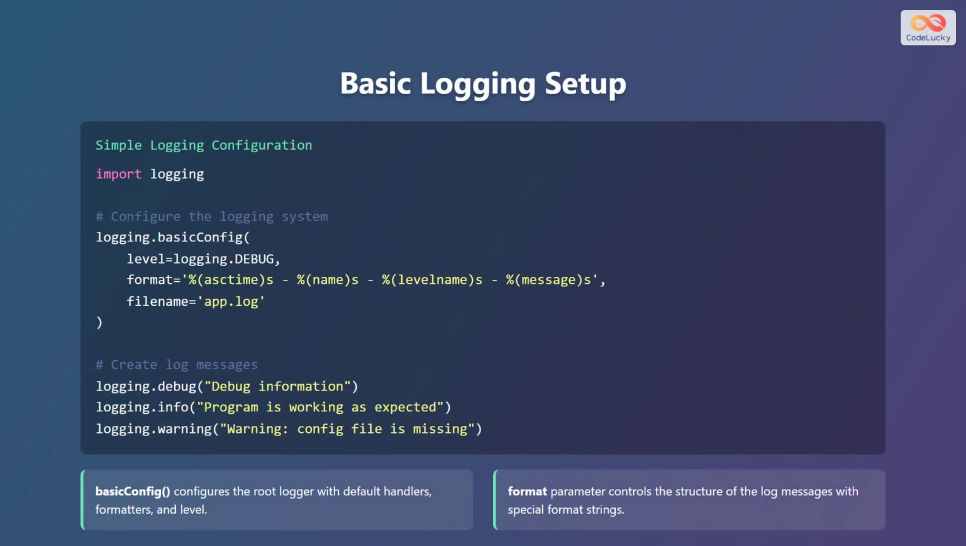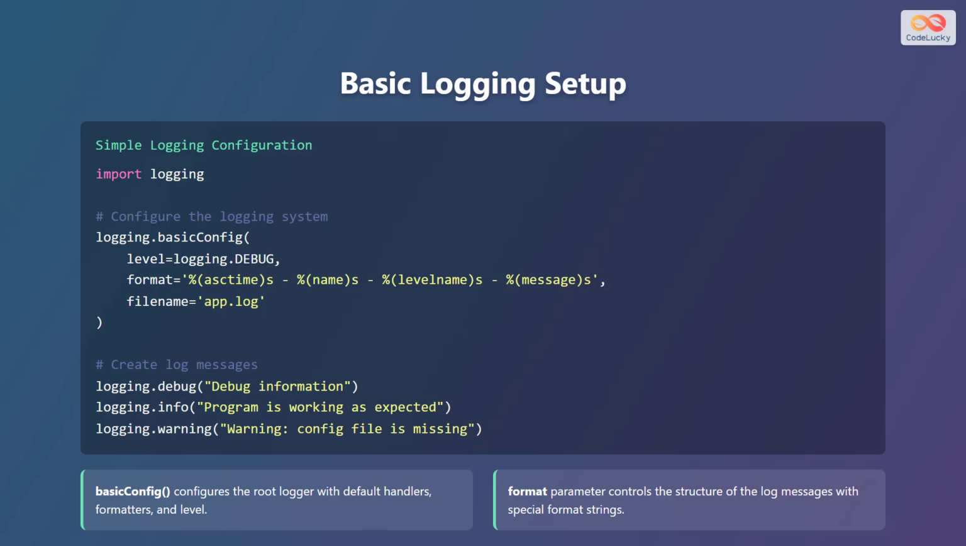Here is how to set up logging. First, import the logging module. Configure the logging system using basicConfig. Set the level to logging.DEBUG. Specify the format of the log message including the time, name, level, and the message itself. You can also specify the file name where the logs will be stored.